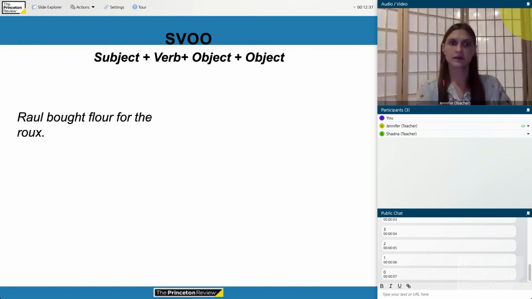So the first one here, we're going to build onto what we saw on the last slide. So before we had just Raoul bought flour. Now we have Raoul bought flour for the roux. Okay, so we've doubled the length of the sentence. We went from 3 words to 6 words, and we've already seen a the, so we know what to do with articles, but now we have a small word for, which is a preposition.